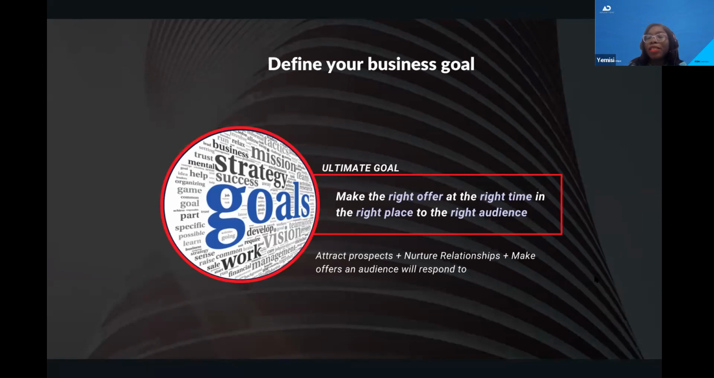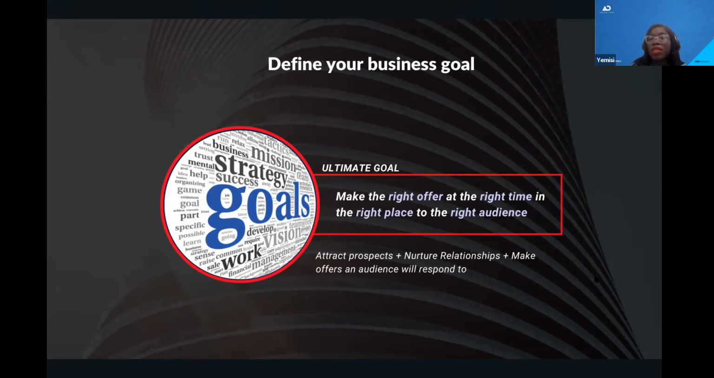Okay, so essentially, it's very important that you define your business goal, and your business goal is not the same all year long. Every business has a business cycle. Your business goal now might not be your business goal in May or in June. It might not be your business goal in December.